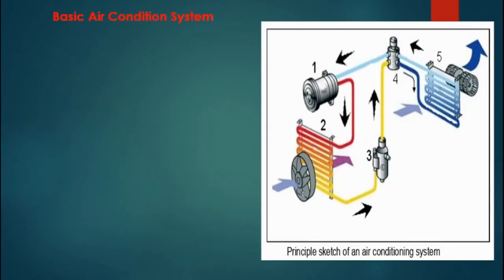So now we are going to talk about the basic condition of the system. This is a very simple diagram which shows you the principal sketch of an air conditioning system. Here you can see the different conditions of the refrigerant, meaning the gas. Here is a light blue, here it is a blue, this one is yellow, and this is a light yellow, and after that red. So we will talk about why this color changes and how the AC system works.